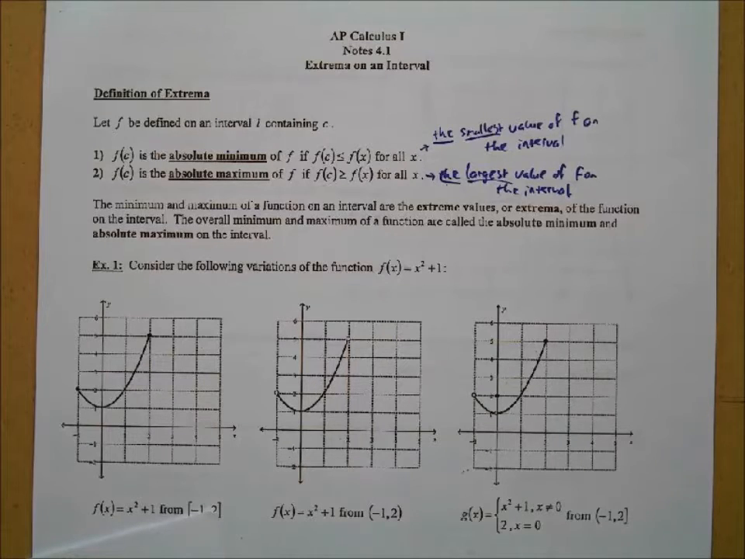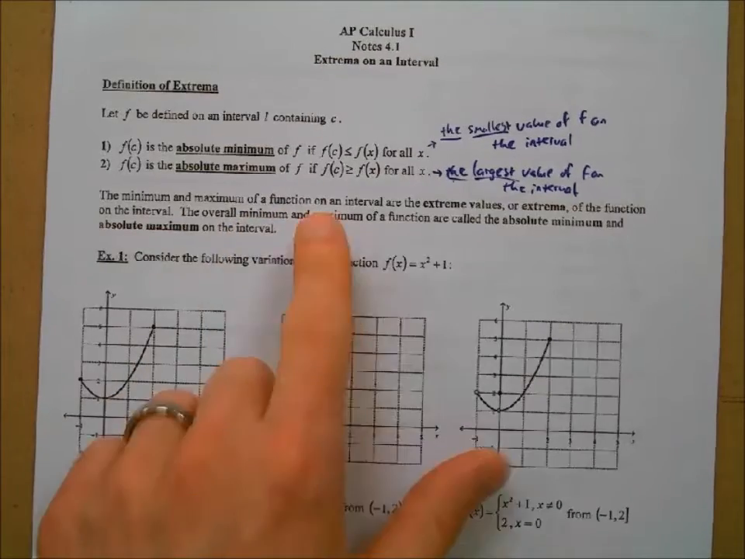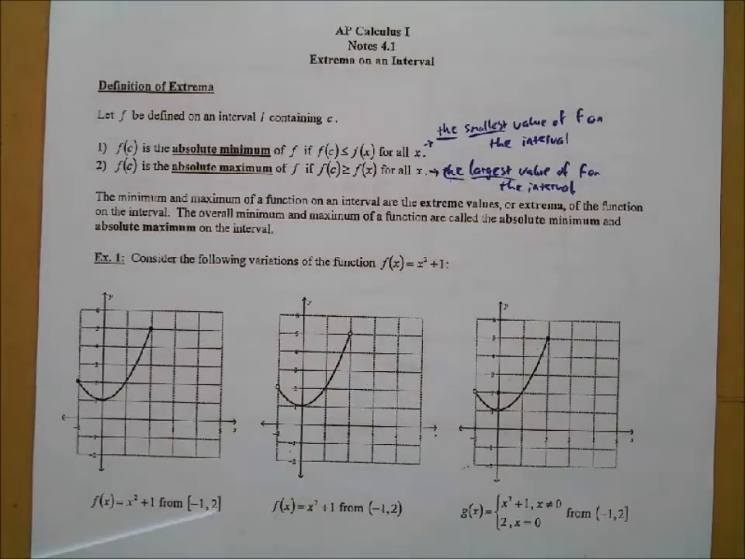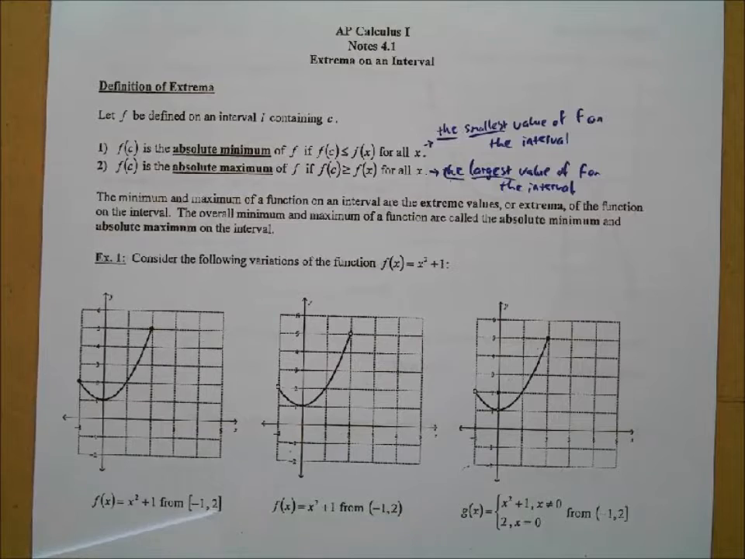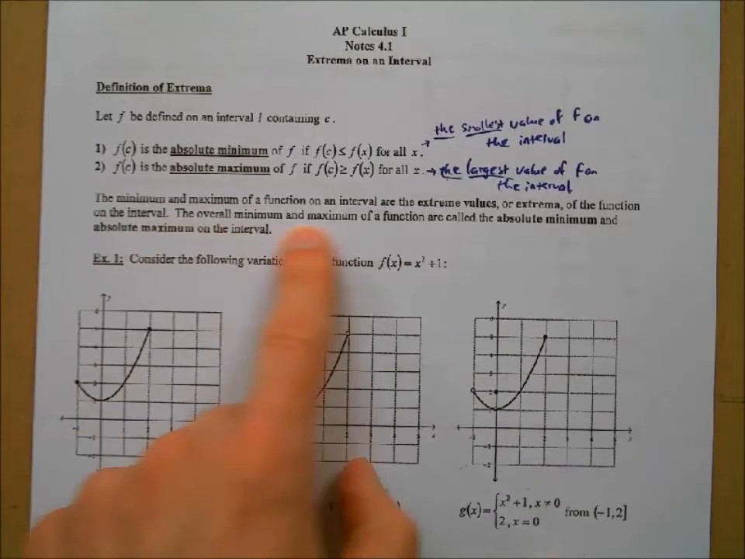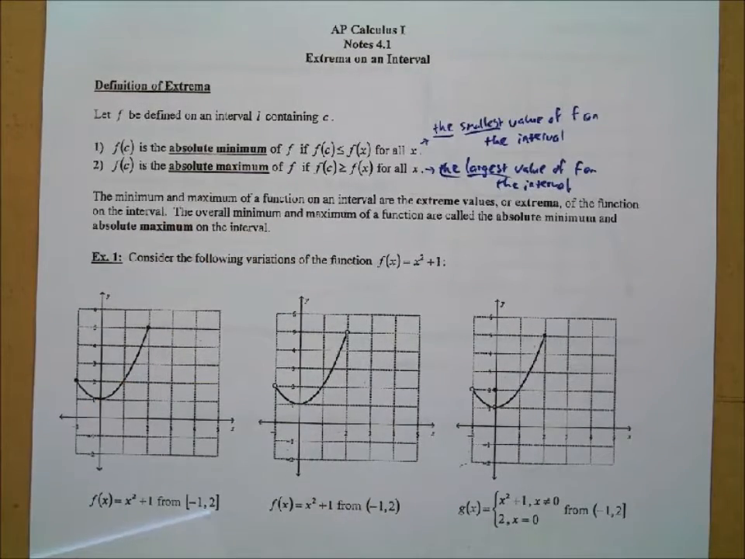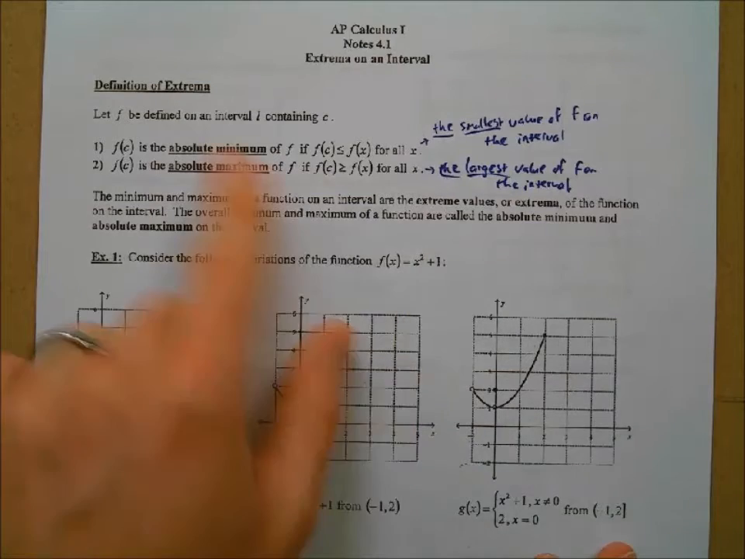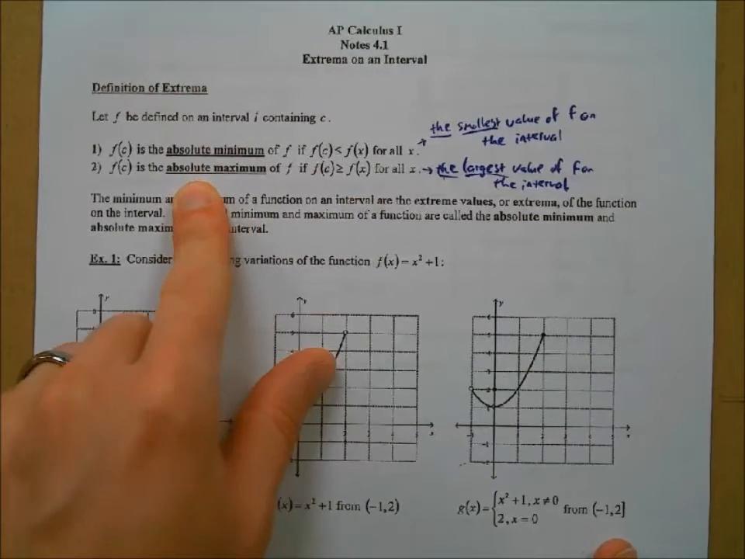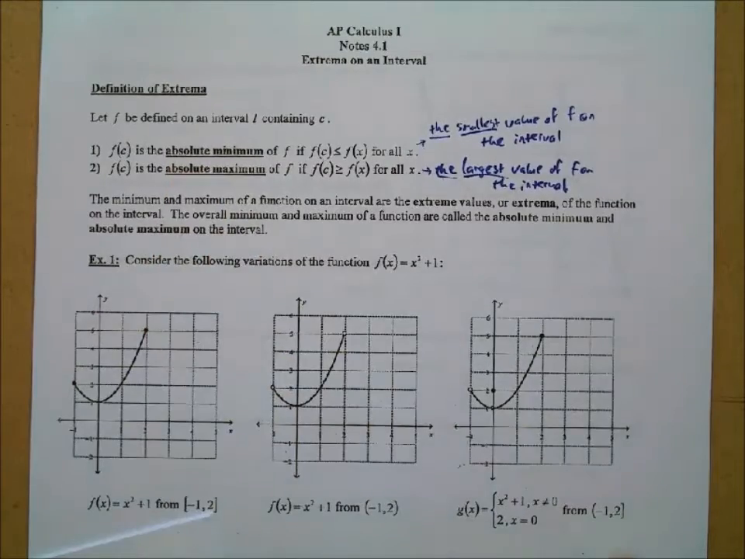The minimum and maximum of a function on an interval are the extreme values. Collectively, we talk about those as being the extreme values, because the highest and lowest are the extremes of the function on the interval. The overall minimum and maximum are called the absolute minimum and the absolute maximum on the interval. Sometimes you can refer to these collectively as the absolute extrema.